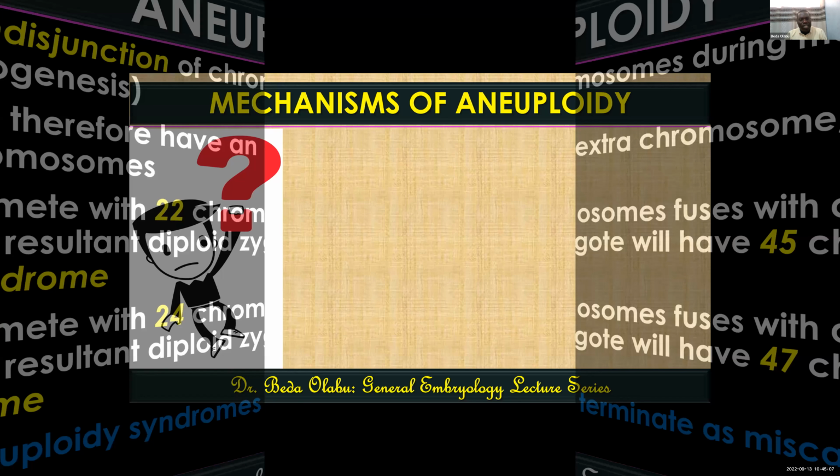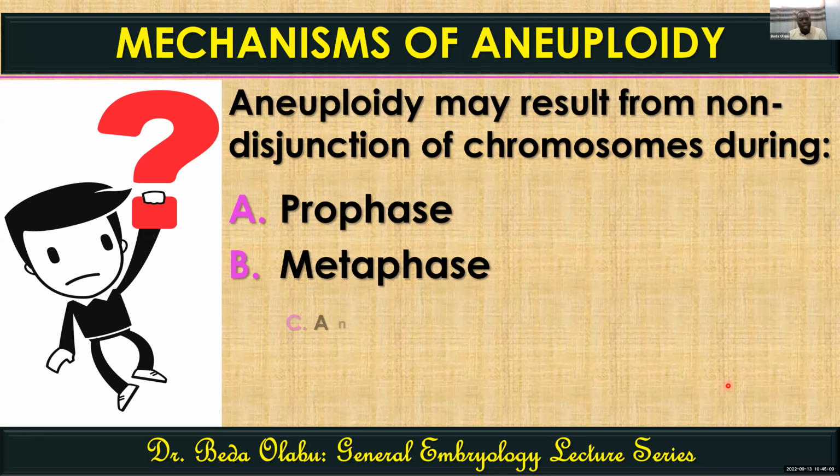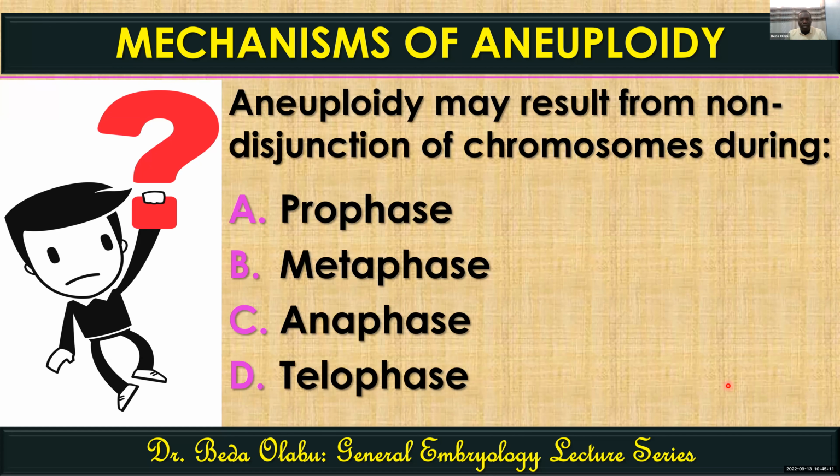Now, you need to understand the mechanisms of aneuploidy. It is due to non-disjunction, yes, but in which phase? So this is another question for you. You will answer that in the chat. This is question 5. You have 30 seconds for that.